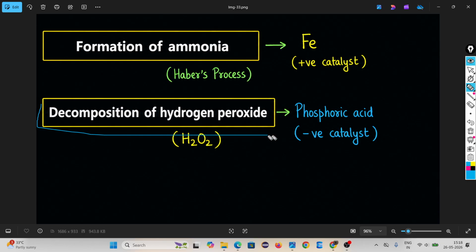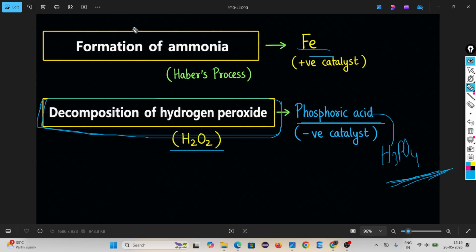But if you come to decomposition of hydrogen peroxide, here phosphoric acid, whose symbol is H3PO4, is a negative catalyst. You have to remember at least one example of a positive and a negative catalyst. Fe is a positive catalyst, H3PO4 is a negative catalyst. Okay. Formation of ammonia requires a positive catalyst. Decomposition means this H2O2, hydrogen peroxide, breaks down to give you some product. Okay.